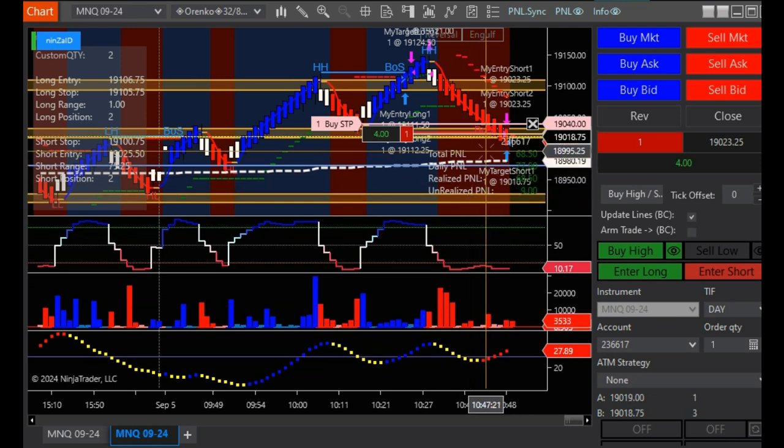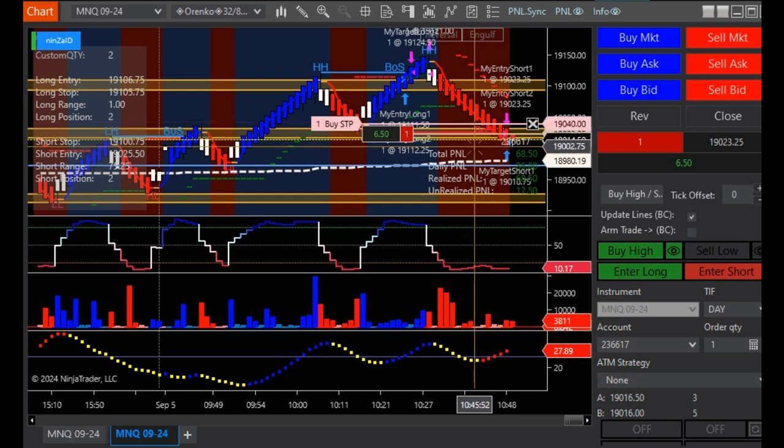I got my first target at 50 ticks, and now I'm waiting for price to move up and then break. Right now my second contract is minus 32, and it will trail 2 candles back.